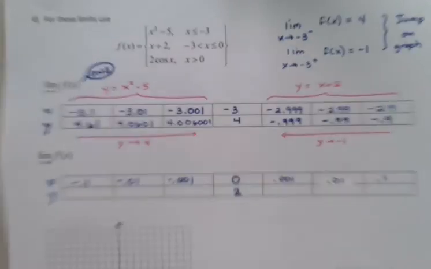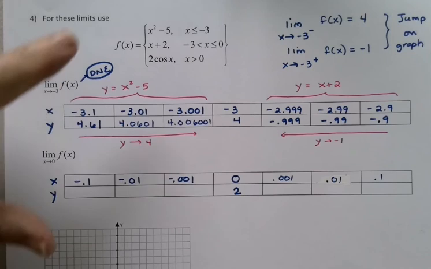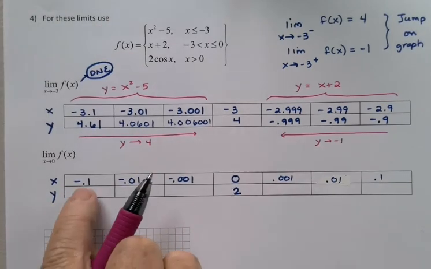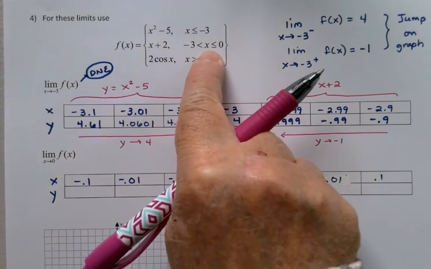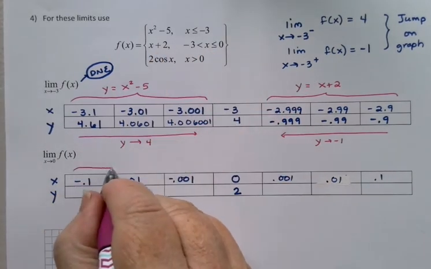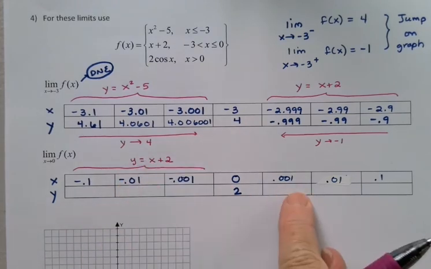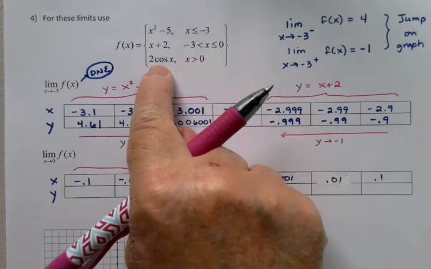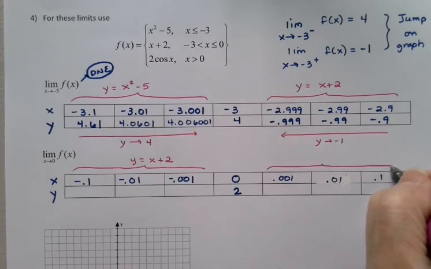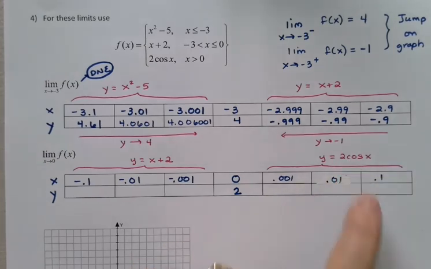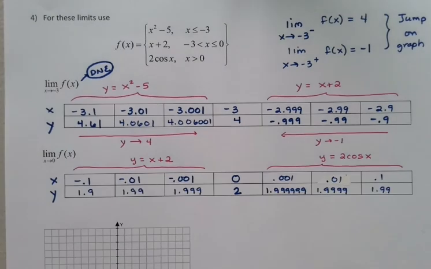Okay, and again, first of all let's just think about which of these three pieces of the function we're plugging things into. Here these x values are all between negative 3 and 0, so we'll use x plus 2 for these. And here these x values are all greater than 0, so we're going to use y equals 2 cosine x for those. Make sure you are in radian mode when you do your cosines, and other than that you can just plug these into a calculator or Desmos to get the values. And again, I'm just going to jot those down for us this time. There they are.